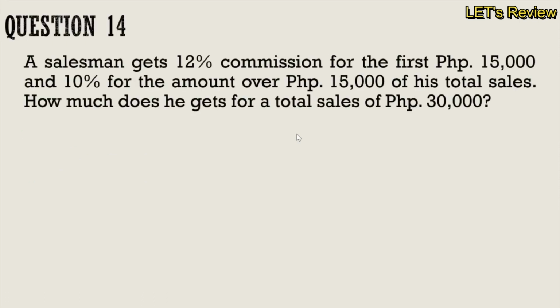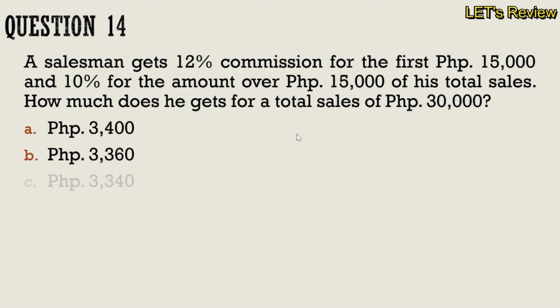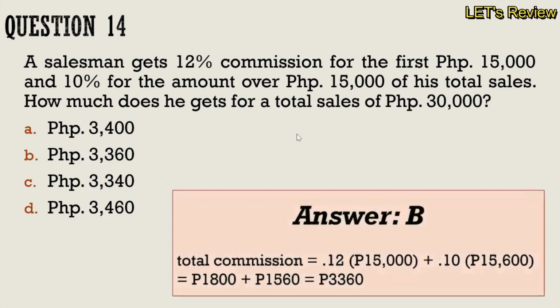Question 14. Salesman gets 12% commission for the first 15,000 pesos and 10% for the amount over 15,000 pesos of his total sales. How much does he get for a total sales of 30,000 pesos? A. 3,400 pesos. B. 3,360 pesos. C. 3,340 pesos. Or D. 3,460 pesos. The answer is B.